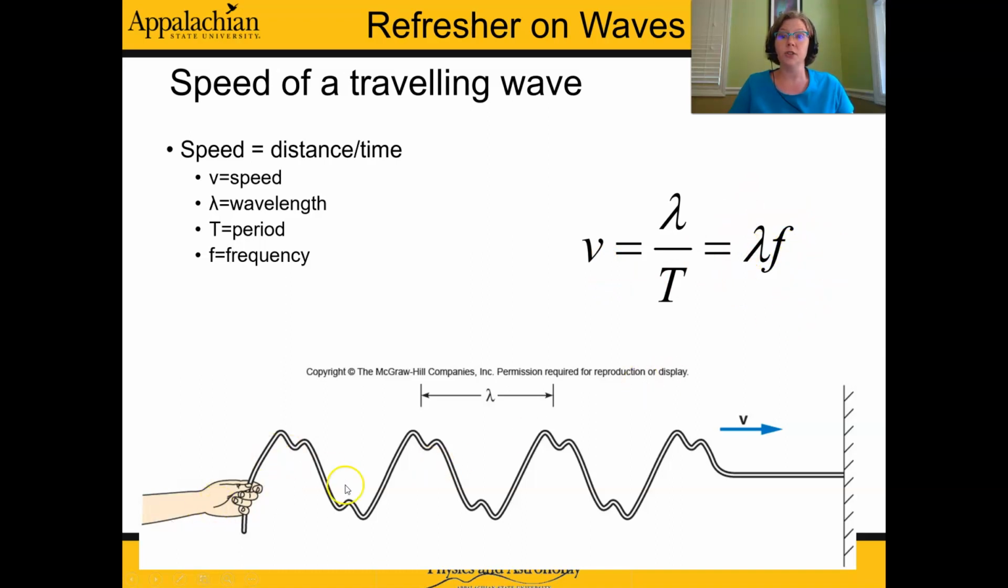So again, here's your wave. You can measure the wavelength as a distance it repeats itself. You can measure the time that wave repeats itself, and you know the speed of the traveling wave.